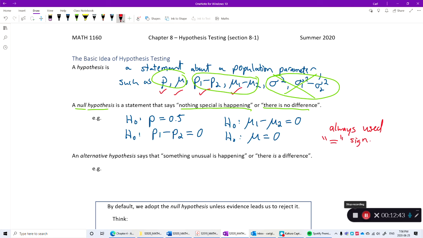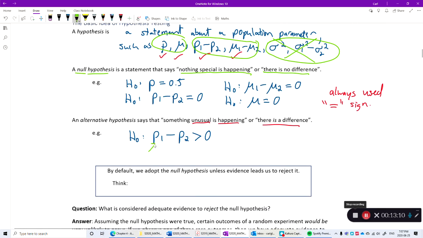And an alternative hypothesis is the more interesting thing, that's saying, no, something is happening, something unusual is happening, there is a difference. So for example, you would say the proportion of people who, let's say, recover from COVID-19 is greater than, so let me be more specific here. Let's say this is the proportion of a treatment group who survived the illness.